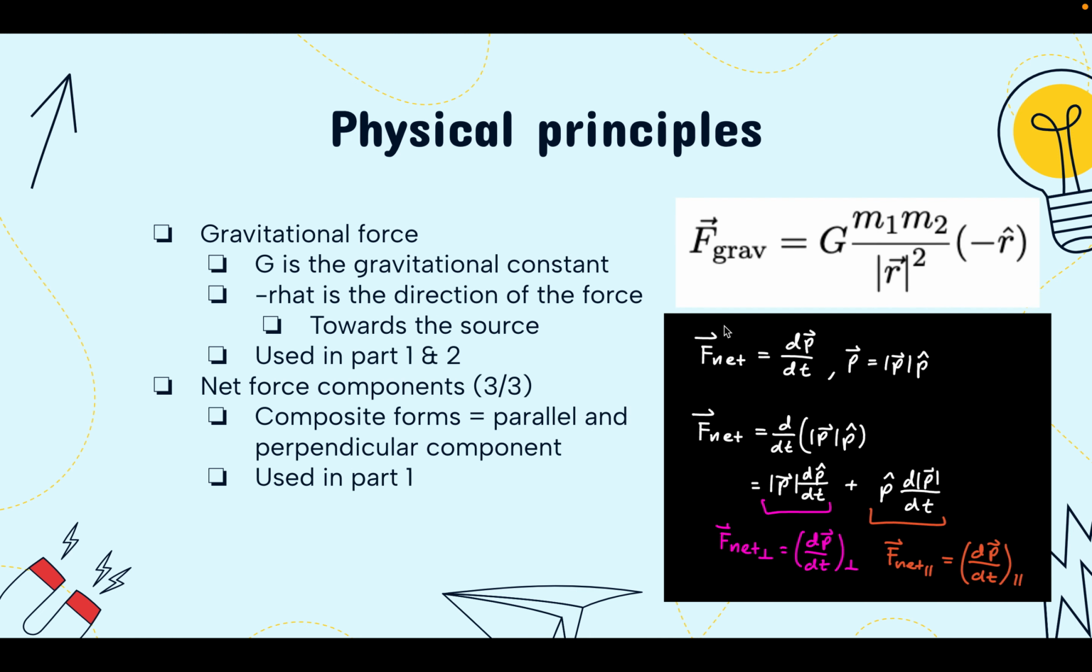For gravitational force, the equation is given here. G is the gravitational constant, minus r hat is the direction of the force towards the source, m1 and m2 are the two masses, and r in general is the position vector between the two masses. For net force components, the composite form is the parallel and perpendicular components. As you can see, it can be calculated through manipulation on the right, and it's used for part 1.